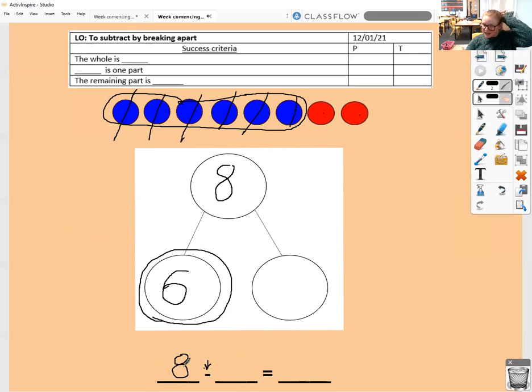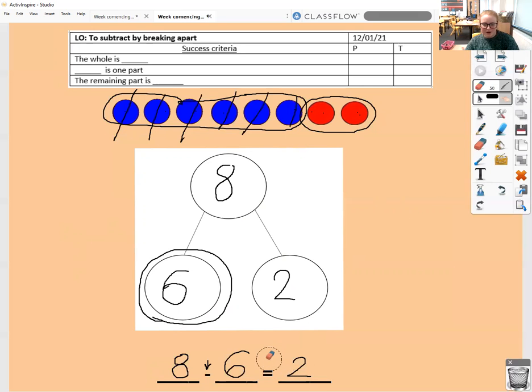When writing that in a number sentence, we're going to write my whole, which is 8, then my subtraction symbol, and then my first part, which is 6. 8 subtract 6 equals, this is my equal symbol, my remaining part. And how do I find my remaining part? I need to count how many counters are remaining. So it's 1, 2. 8 subtract 6 equals my remaining part, which is 2.